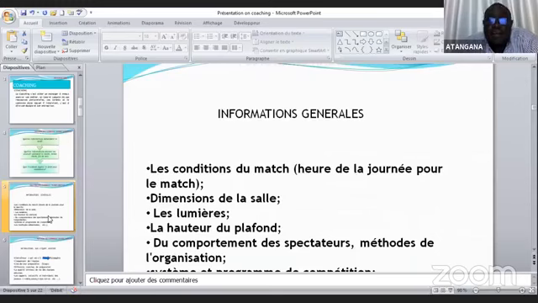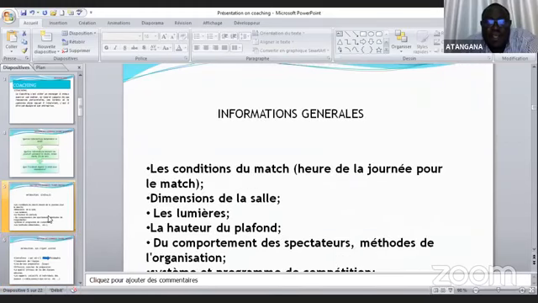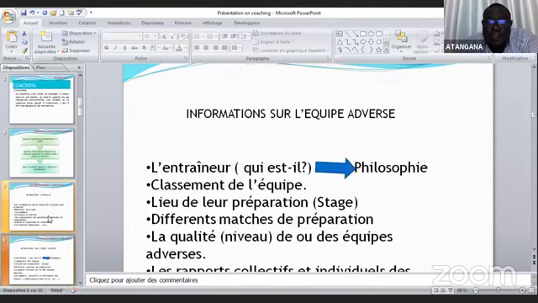I divided this presentation into three main types of information. First, general information concerning the hall, the nutrition, the atmosphere, and the behavior of the public during the game. It's very important for you as coach to know about this general information.